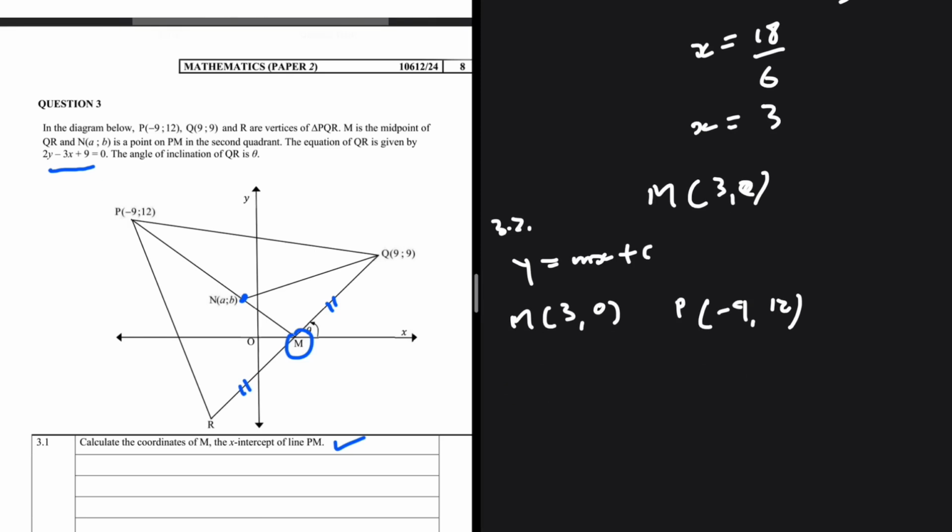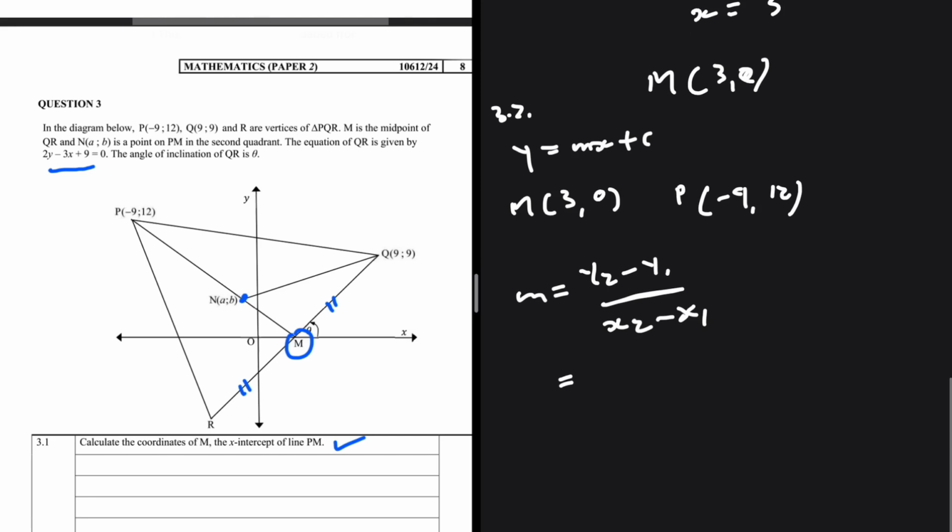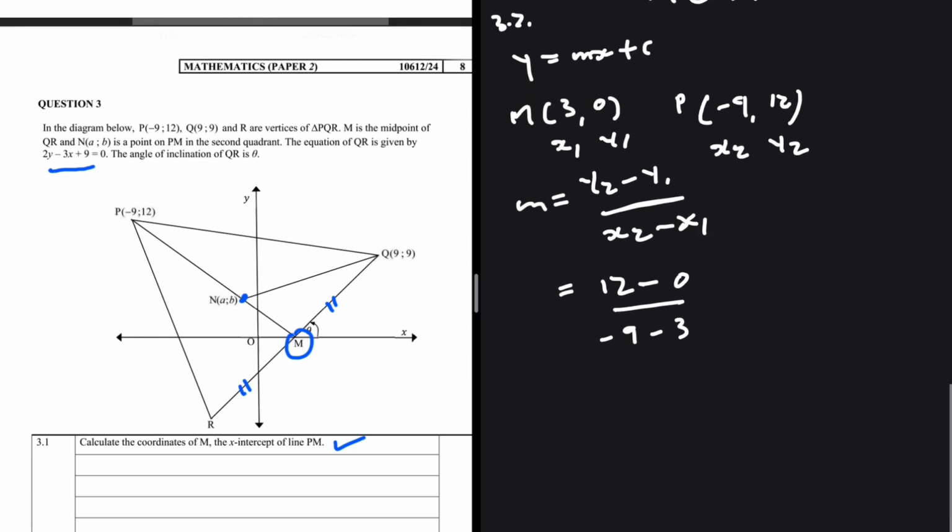The gradient is equal to y2 minus y1 divided by x2 minus x1, for the faint-hearted ones. So let's take P as point 2. So this would be x2, y2, x1, y1. So y2 is 12 minus y1, which is 0, divided by x2, minus 9, minus x1, which is 3. So it should be easy to see that this is minus 1. So we get y equals minus x plus c. I was about to say minus 1x.